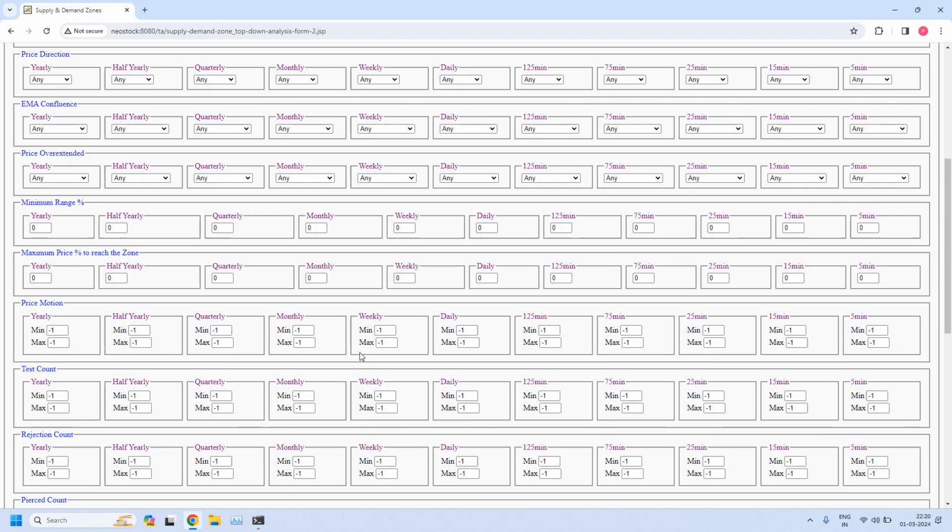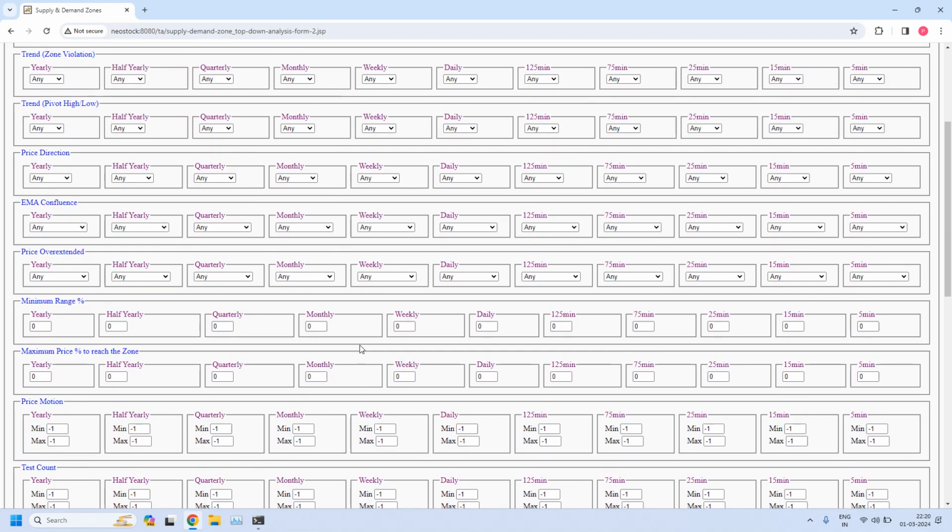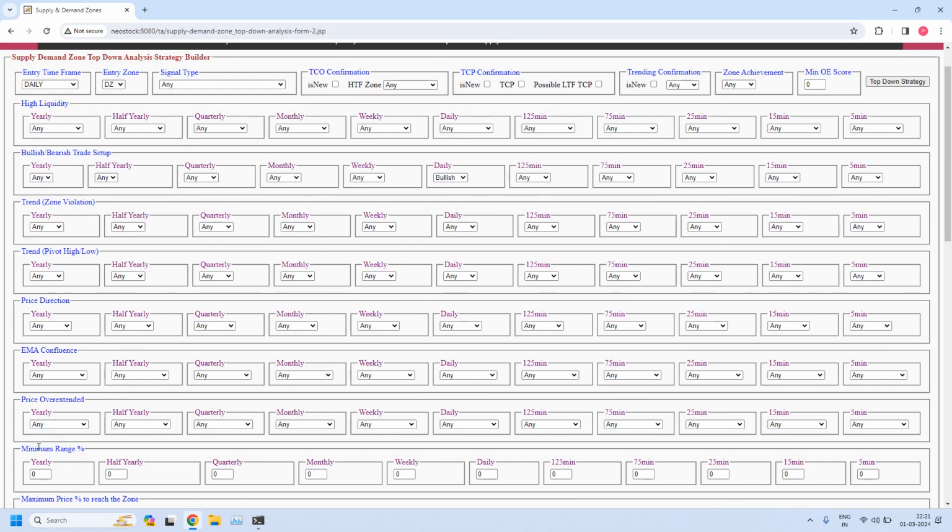And the second filter I am going to add is reward. The reward between demand and supply zone should be at least a minimum 3%. Between daily demand zone and daily supply zone, a minimum 3% reward should be there. So for that we have a parameter minimum range. So in this minimum range and daily time frame, I am setting the value 3.